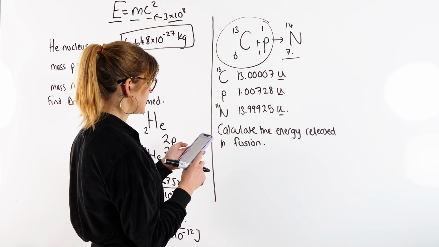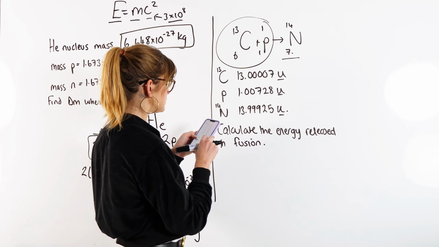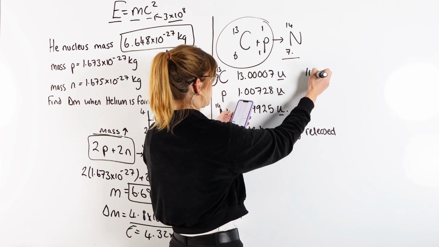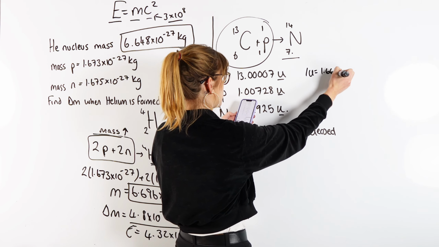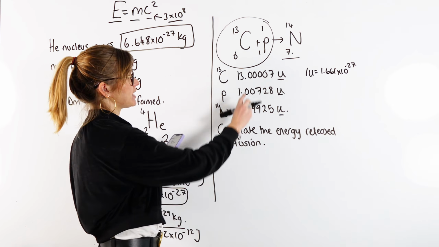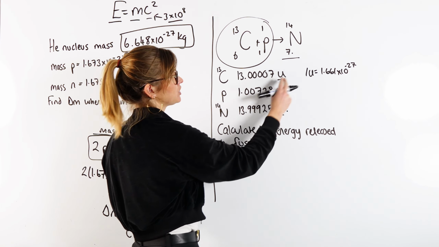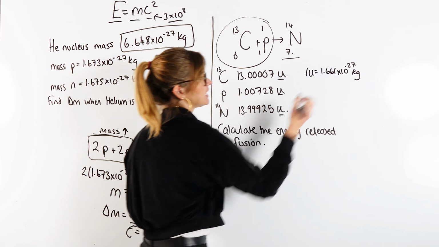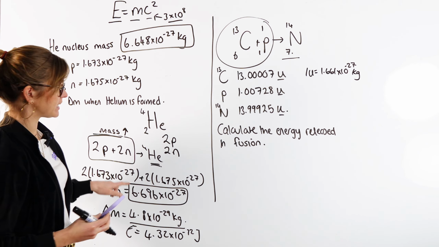So on the AQA data sheet, if I look up what a U is, it tells me 1 U is equal to 1.661 times 10 to the minus 27 kilograms. So either I can multiply this number by that number to find out what that is in kilograms, and then we do the same way here where we subtract the kilograms.